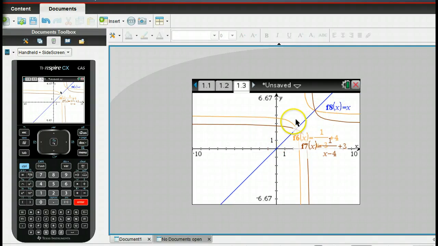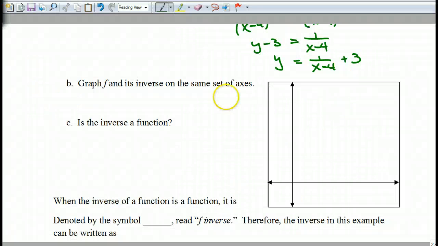So an inverse function is the original function folded on the diagonal of y equals x, and then you see the mirror image of it on the other side. Can you see that? Since we could fold it over and we actually saw the function, it does become a function in its inverse form.